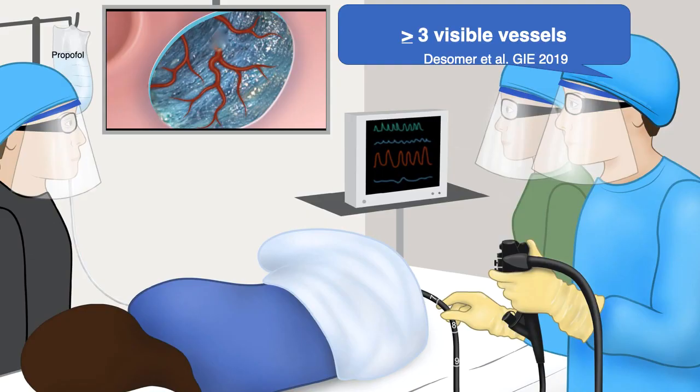Say, for example, you resect and you see multiple blood vessels in the base of the resection, 3 or more vessels. According to the Australian group, this is a predictor for delayed bleeding, and maybe this is the group that you may want to consider prophylactic measures like closure.